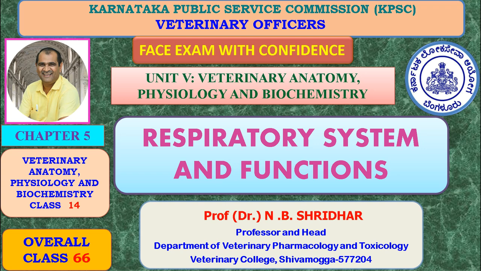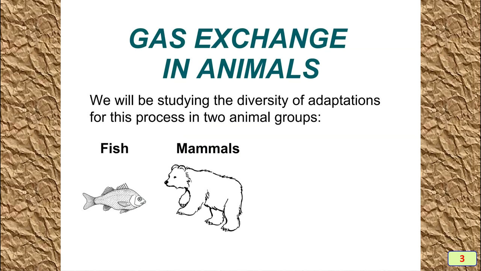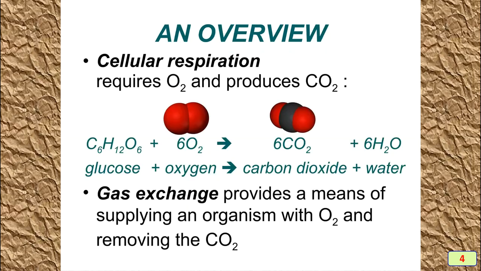The respiratory system and its function are covered under the veterinary anatomy, physiology and biochemistry classes, and we will continue further. We need to compare the anatomy and physiology of the respiratory system of different animals with that of the domestic animals. Gas exchange differs in fish, mammals and other animals.